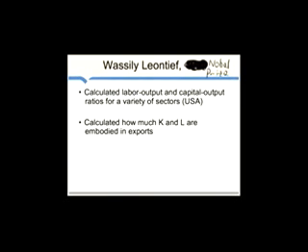Now enter Vasily Leontief, who later won a Nobel Prize in economics. He published a very famous paper in 1953, and in that paper he calculated the labor output and capital output ratios for a variety of sectors in the American economy. He also calculated how much capital and how much labor are embodied in exports.